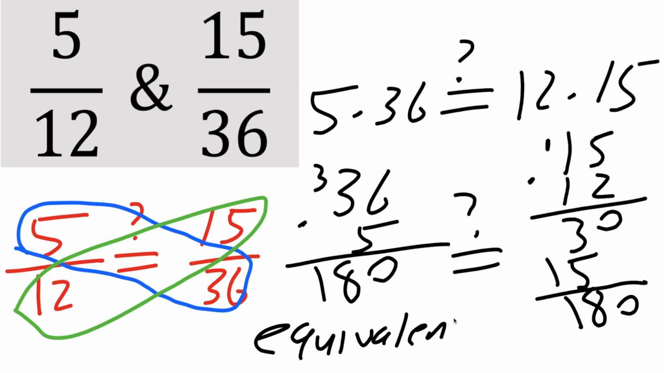Now, it depends. Sometimes the first method is easier. Sometimes the second method is easier. In my opinion, for this problem, the first method was easier. We didn't have to do all of this stuff. And that's pretty much it regarding equivalent ratios.